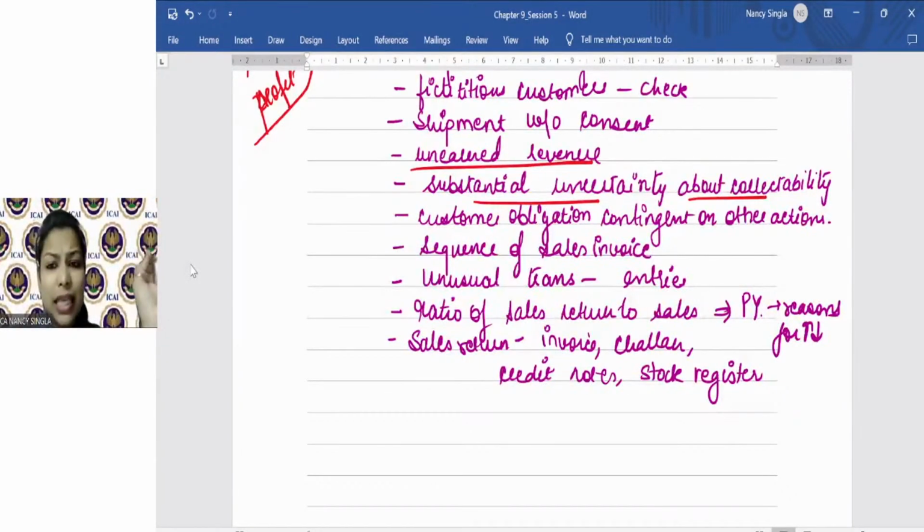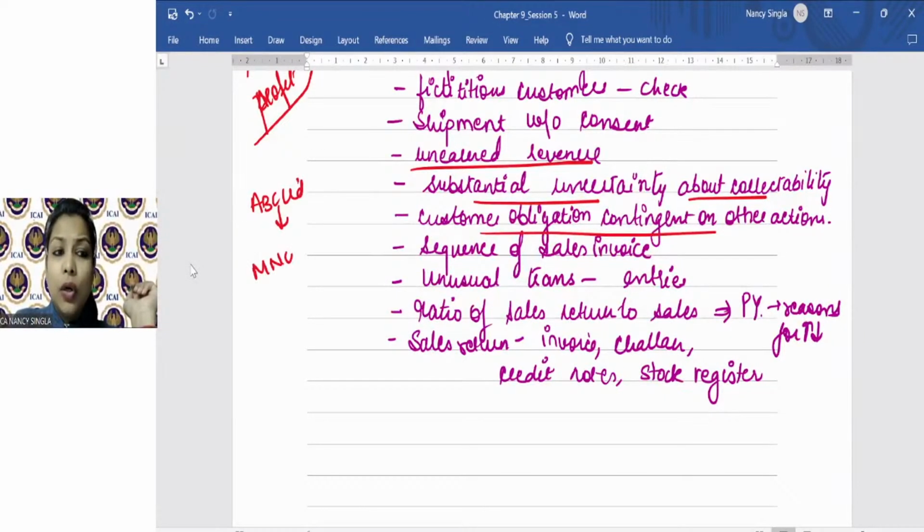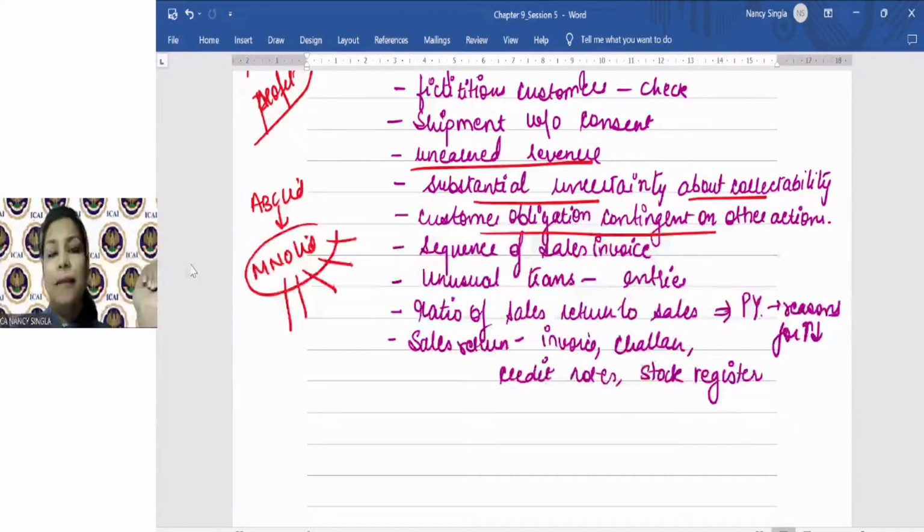समझ आता है? एक एक points है, ध्यान से सुनो, you will be able to understand. ठीक है, customer obligation contingent on, what is this point, contingent on other actions. ठीक है, for example ABC Limited is selling goods to MNO Limited and the sales terms, the terms of agreement say that the sales will be out of the total amount sold to MNO, the amount that MNO is able to sell, only that will be considered as sale of MNO, rest will be returned to ABC Limited.